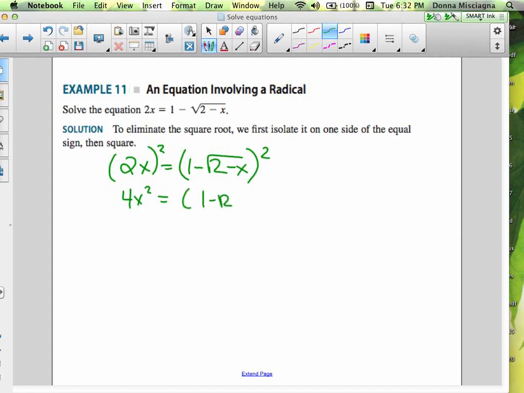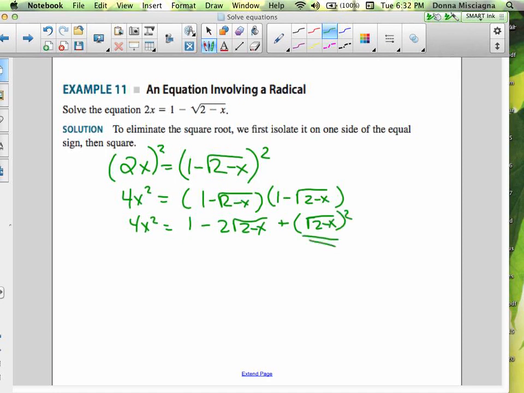That's the same as 1 minus the square root of 2 minus x times 1 minus the square root of 2 minus x. So on this side here, that's going to be 1. We're going to have negative 2 times the square root of 2 minus x. And then this would be plus the square root of 2 minus x times the square root of 2 minus x. That would be the square root of 2 minus x all squared. So you'll get rid of this one here. But look, you made this worse. You made this equation much worse than it was to begin with.